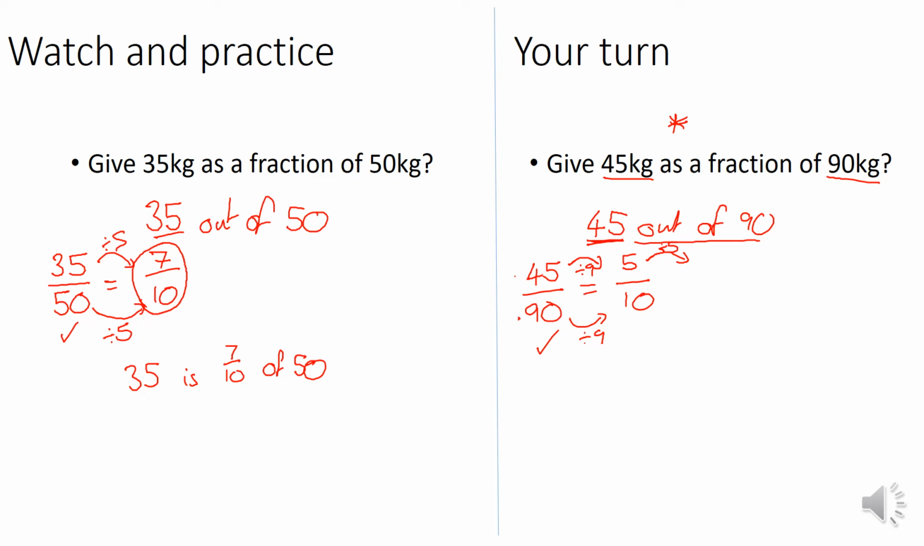So 5 divided by 5 gives us 1. 10 divided by 5 gives us 2. So 45 is 1/2 of 90.